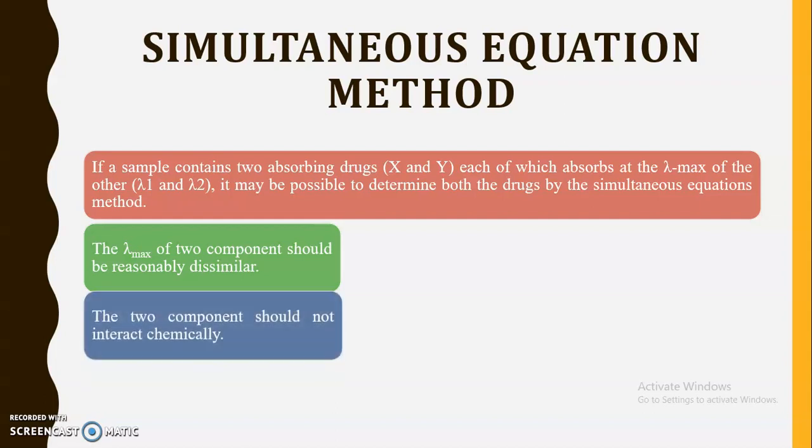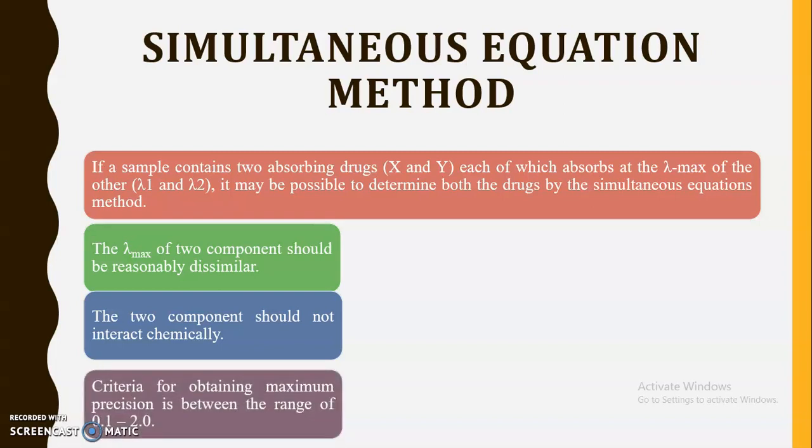Now the two components should not interact chemically with each other. So if we have a dosage form, these two components are definitely not interacting chemically with each other. In that case, we can use the simultaneous equation method for determination of the concentration. Now the criterion for obtaining maximum precision is a range of 0.1 to 2%.